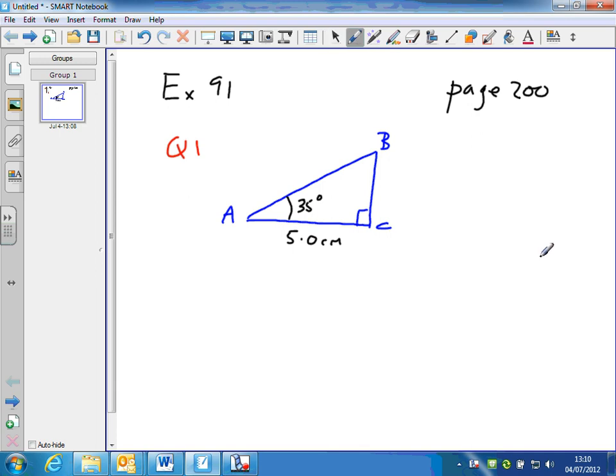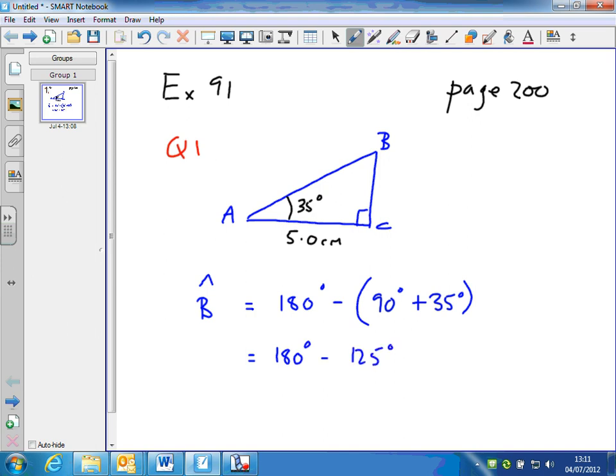Well, angle B is going to equal 180 degrees, which is the number of degrees in the triangle, minus the other two angles added together. So that's going to be minus 90 degrees, which is angle C, plus 35 degrees, which is angle A. So angle B equals 180 degrees minus 125 degrees, which is 55 degrees.